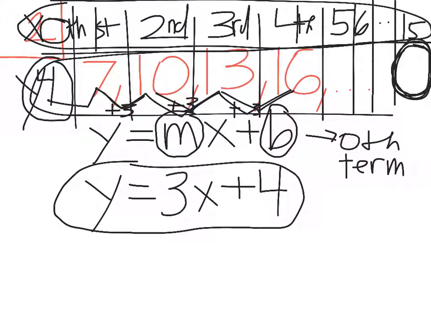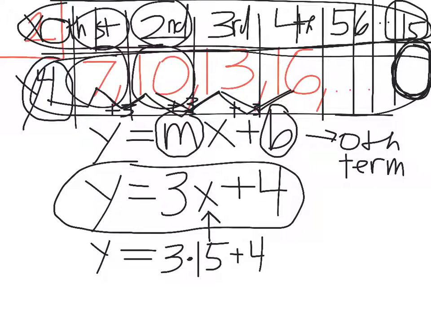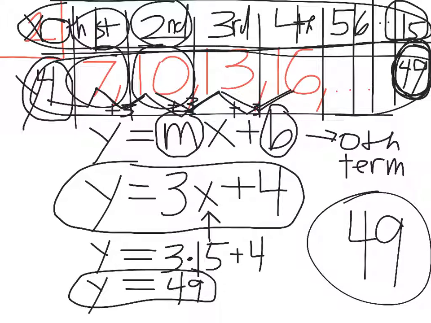If you plugged 1 in, I'd get 7 for y. If I plugged a 2 in, y would be 10. So when I plug in 15 for x, it'll go right in here, I'm doing 3 times 15 plus 4. All right, and then all I'm doing is solving. So I'm going to solve for what y is. 3 times 15 is 45, plus 4 is 49. So when x is 15, y is 49. What is the 15th term? 49 is the 15th term.